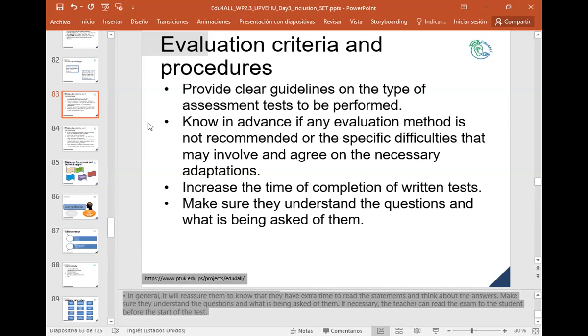Increase the time of completion of written tests. In general, it will reassure them to know that they have extra time to read the statements and think about the answers. Make sure they understand the questions and what is being asked of them. If necessary, the teacher can read the exam to the student before the start of the test.